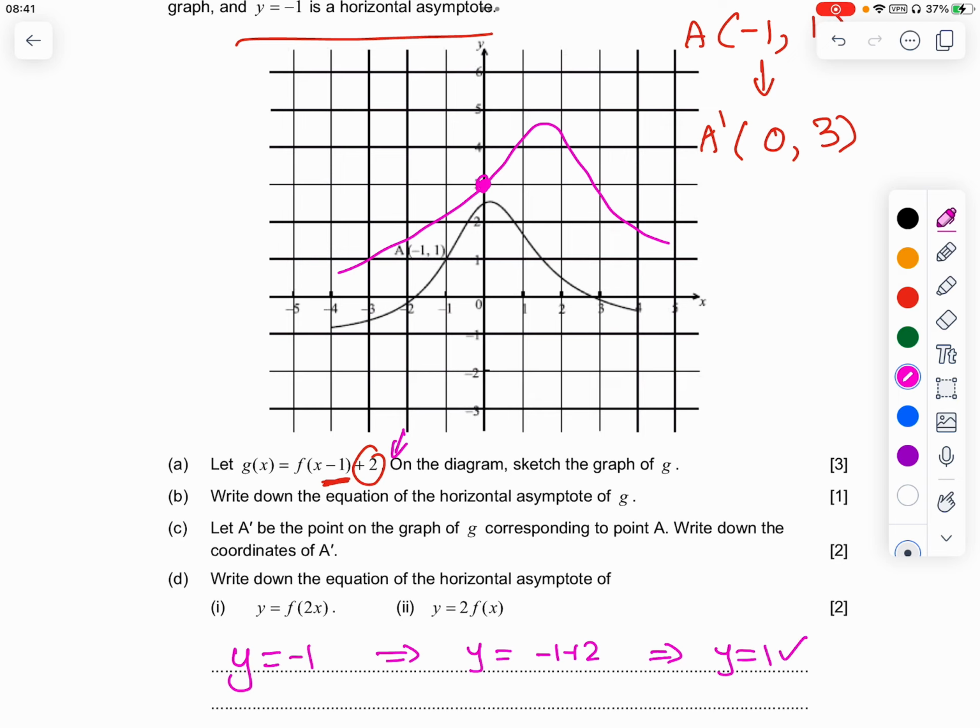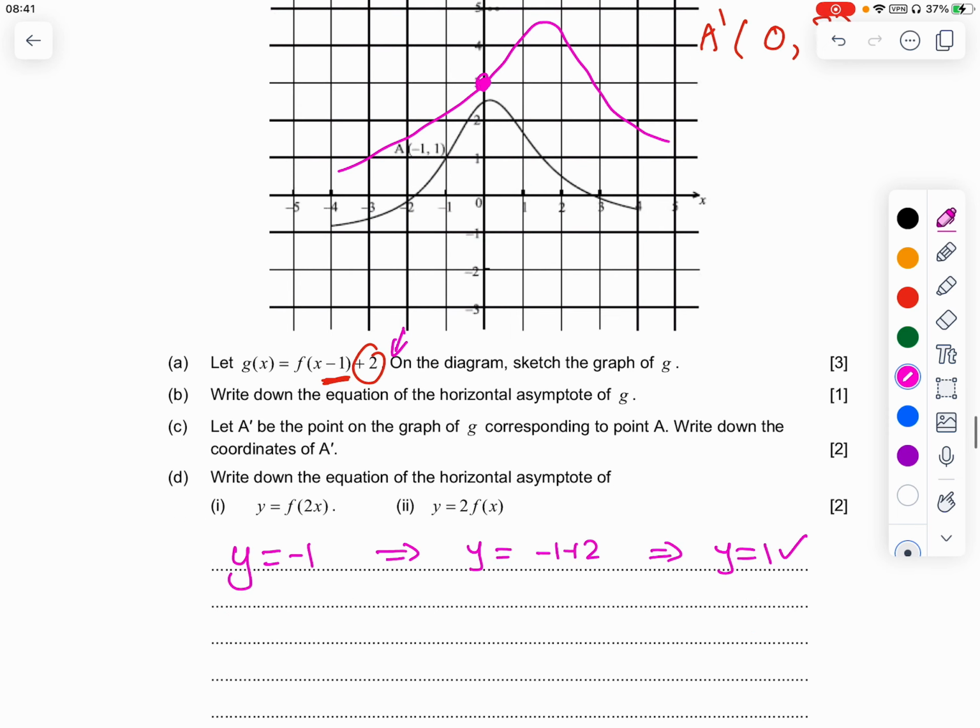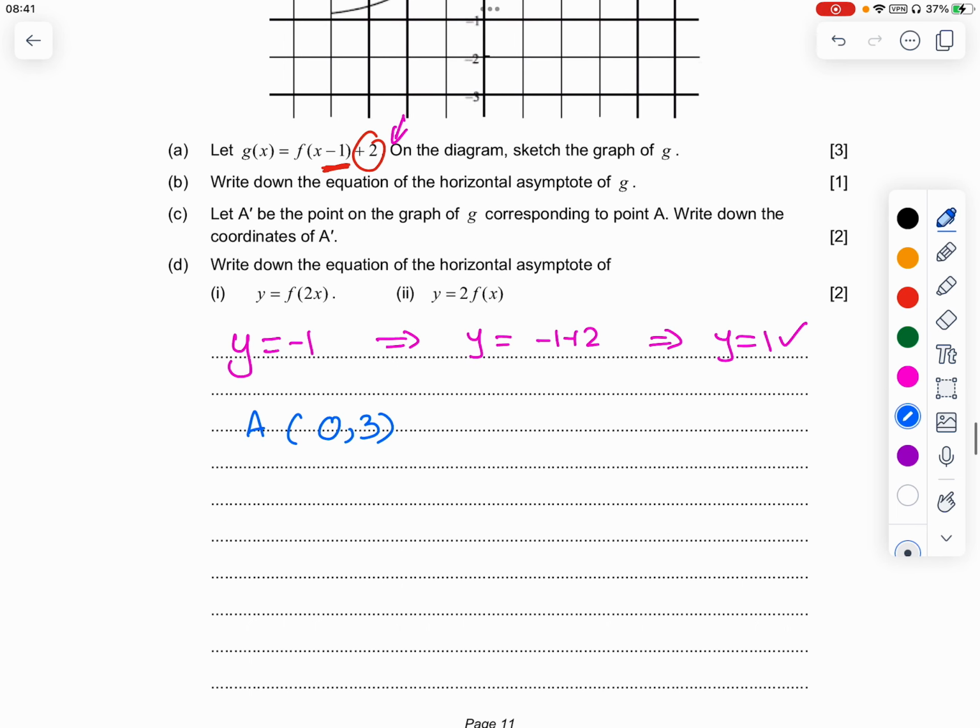Let A prime be a point on G corresponding to point A. Write down the coordinates of A. So we have already written the coordinates of A, which is nothing but 0 comma 3.